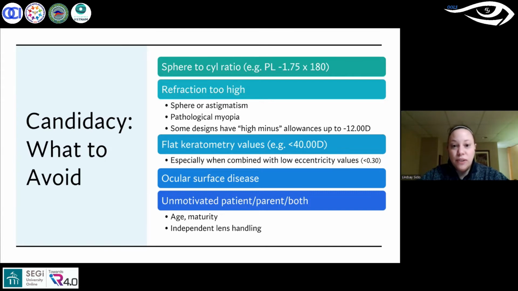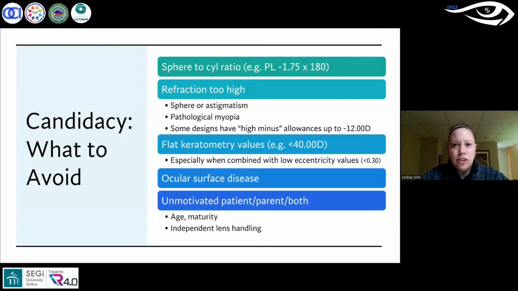Patients with ocular surface disease, you want to treat that dry eye ahead of time or just avoid altogether. I'm just thinking like a patient with something like Stevens-Johnson syndrome or Sjogren syndrome might not be a good ortho-K candidate. And then certainly if your patient is unmotivated, they're not a good candidate. If the parent is unmotivated, that's also not a good candidate. You really need a motivated kiddo and a motivated parent to fit Ortho-K for myopia management.